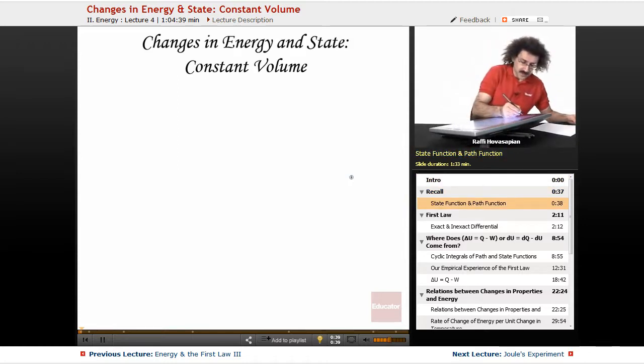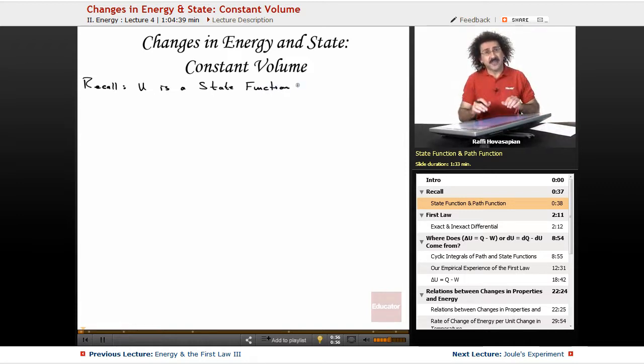Okay, so let's recall. So U, energy, is a state function or a state property. It does not depend on the path that you take. It just depends on your beginning state and your ending state. That's it. So if I start at 0 feet sea level and I go up, let's say, 500 feet above sea level, the difference is 500 feet. It doesn't matter whether I drop down to negative 300, then go up to 800, then come back to 500. All that matters is the beginning and ending state.